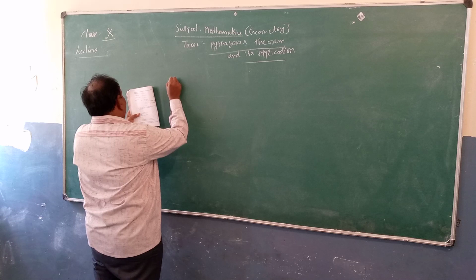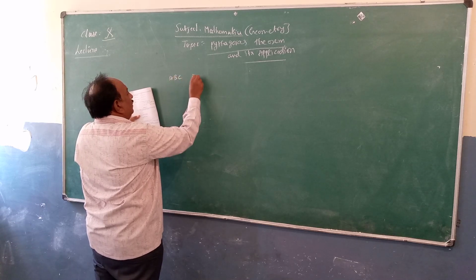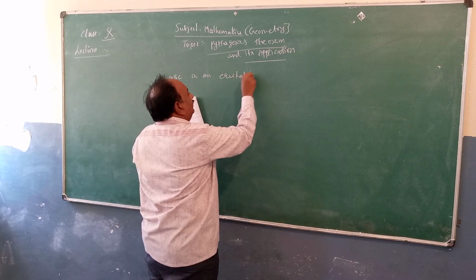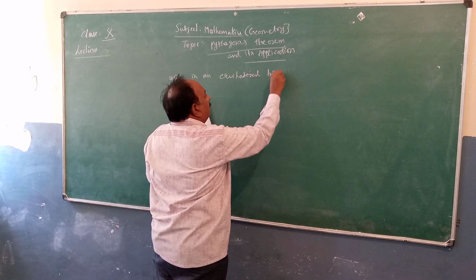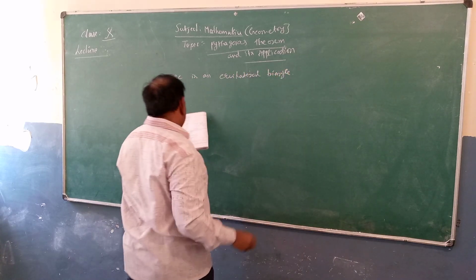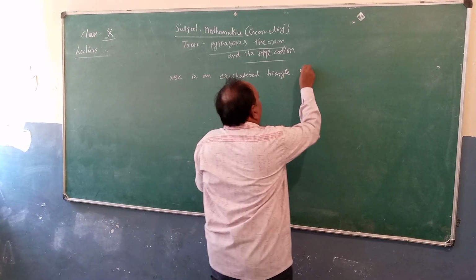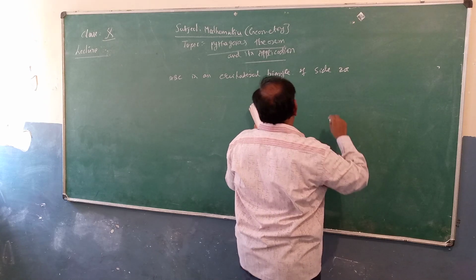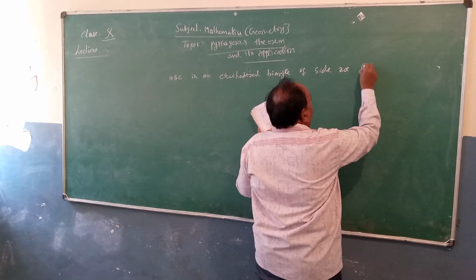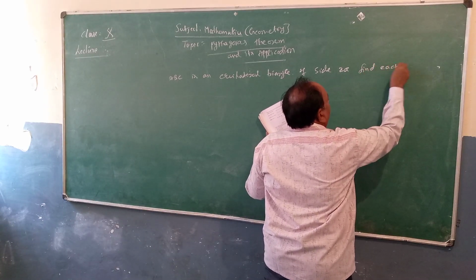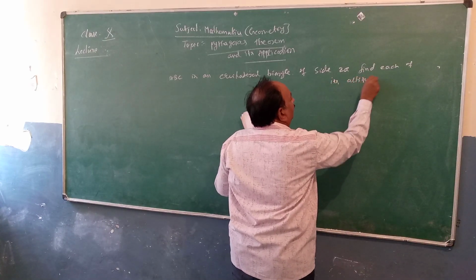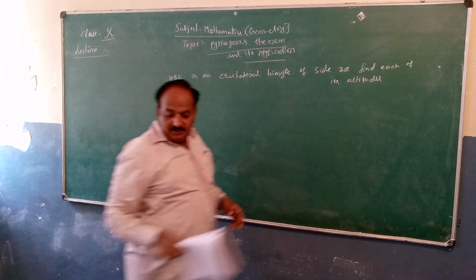ABC is an equilateral triangle of side 2A. Find its altitude. I think this is already done, but I want to do it once again.